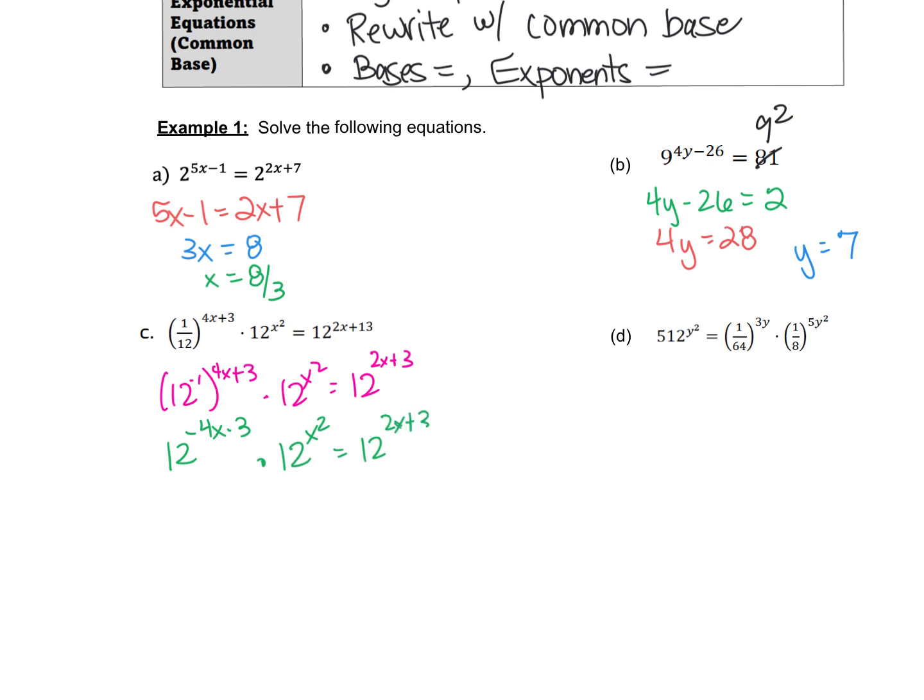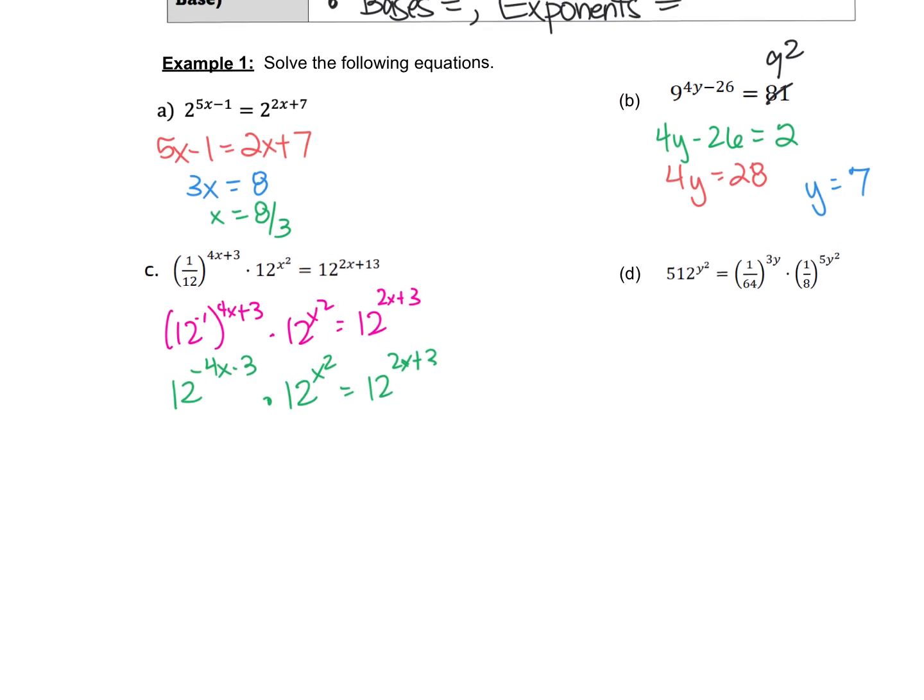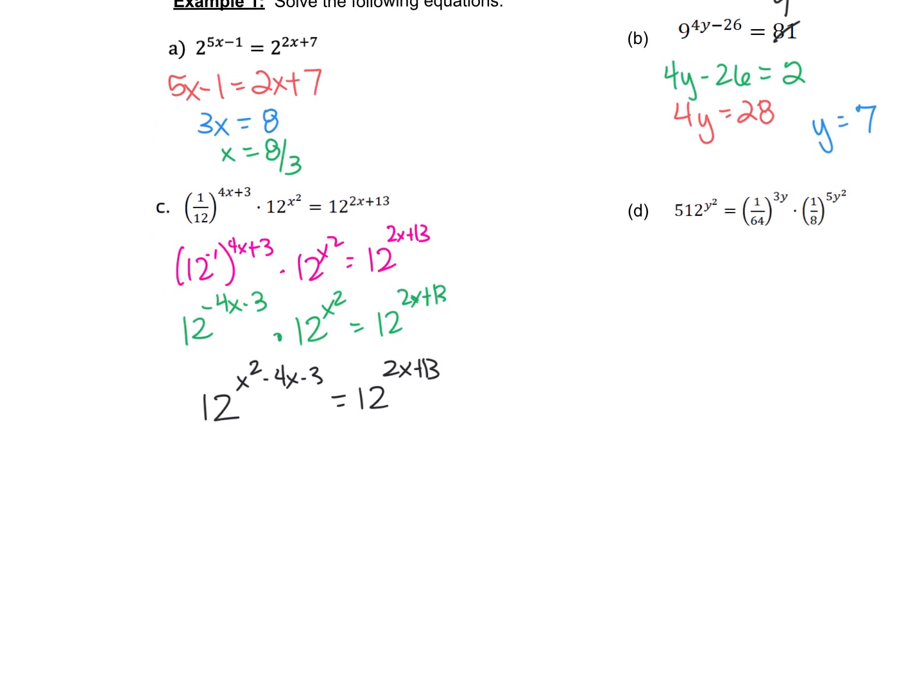Now, how can I get that left-hand side to one base of 12? What would I do to its exponents? I'd add them. So this is 12 to the x squared minus 4x minus 3 equals 12 to the 2x plus 3. Why is it 13? It's 13. I don't know why I keep saying 3. Do y'all know I did that when I actually worked this problem out in my notes? I kept going back, wondering why I did not get the right answer. Couldn't see it.